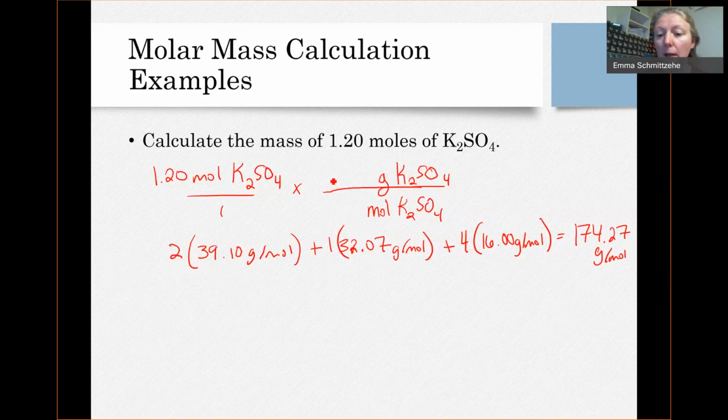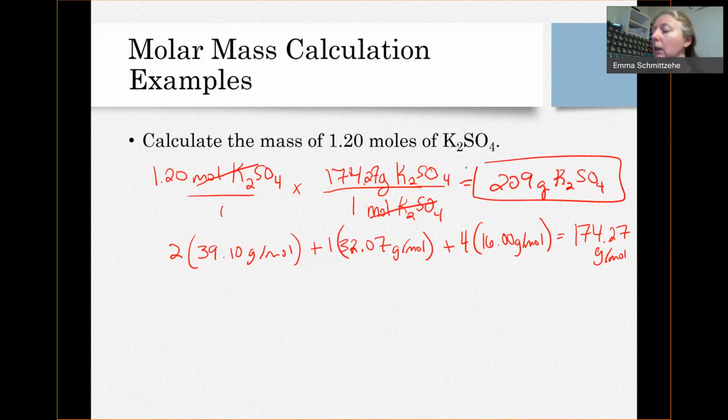So the grams is 174.27, and that's how many grams are in 1 mole of that. So now I can do my dimensional analysis. My moles are going to cancel. It's going to give me grams. So I'm going to take 1.20 and multiply by 174.27. So my starting value is 3 sig figs. My molar mass is 5 sig figs. So I'm going to round my answer to 3. Okay, so my answer is 209 grams of potassium sulfate.